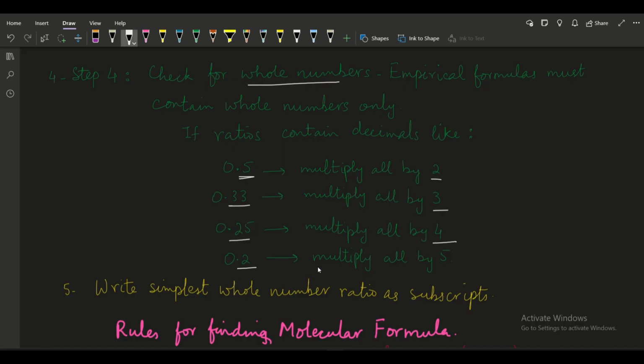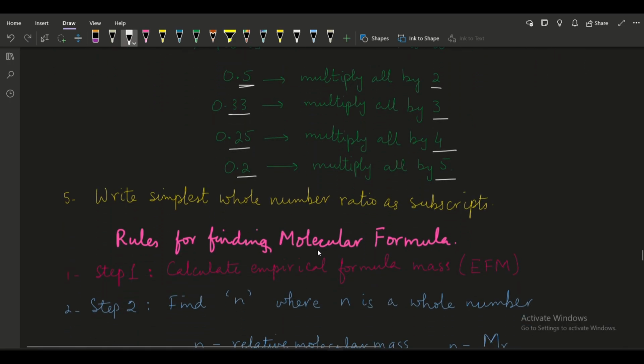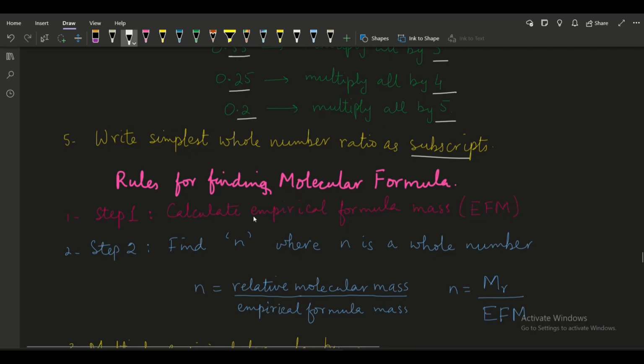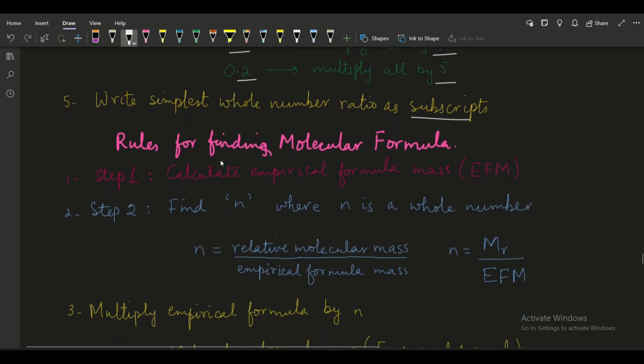And if it is 0.2, then you can round off by multiplying it with 5. Okay, and after you have got these values in whole numbers, you have to write those numbers as subscripts in order to get the empirical formula. All right. Now, when you have got the empirical formula, you have to find the molecular formula from it.